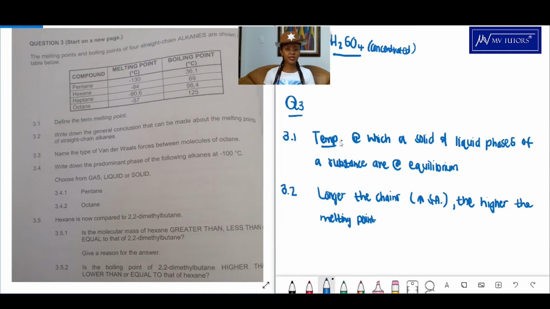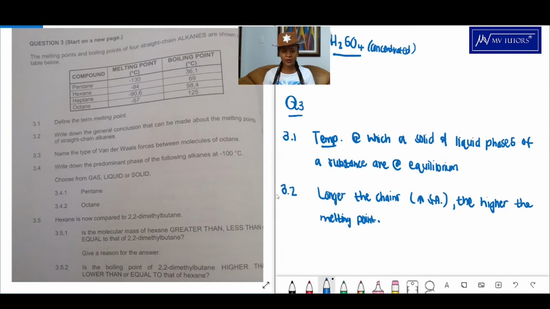Actually, melting point and boiling point go hand in hand. Even here you can see the boiling point increases as you have a longer chain. So the longer the chains, the higher the melting point. That's what we can say.